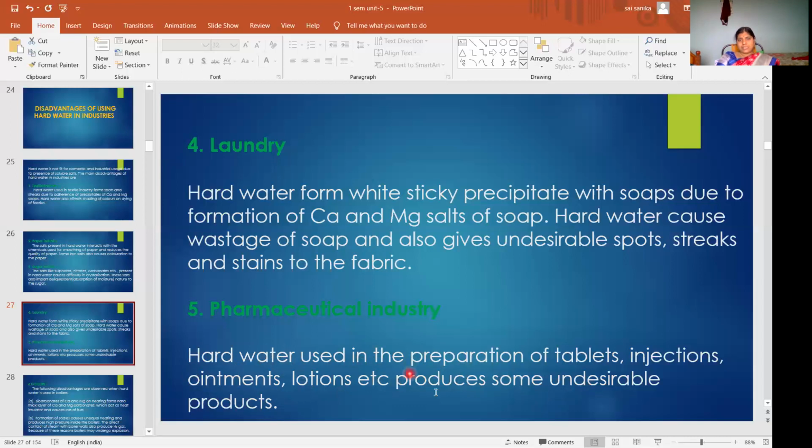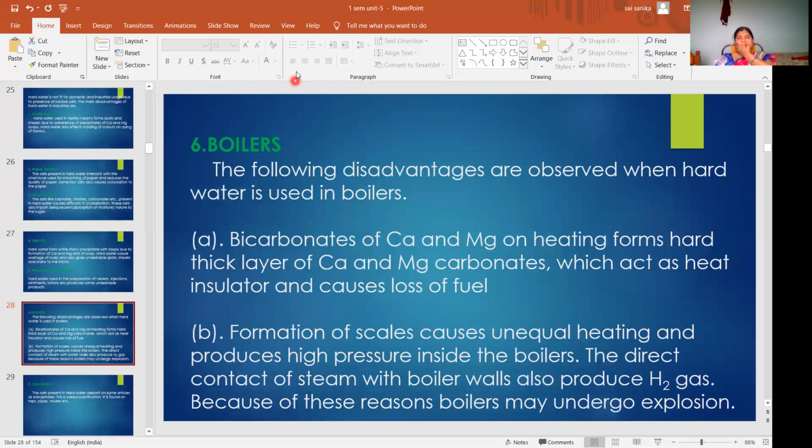So then what happens? You won't get the desirable product. That means whatever you want, you won't get that one. Some undesirable, unwanted product you will get. So this is about the pharmaceutical industry. And next come to boilers.